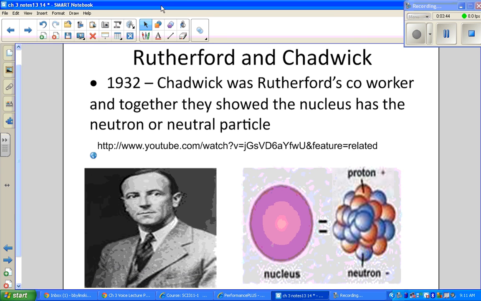Alright, working with Rutherford was a man named Chadwick, so again a little bit later, 1932. Together they were looking at the nucleus, and they discovered the neutron, or the neutral particle. Okay, so the proton and the neutron make up the nucleus, which is the center of the atom and the heaviest part of the atom. So there he is, and again, if you want to learn more about him, click on the link.